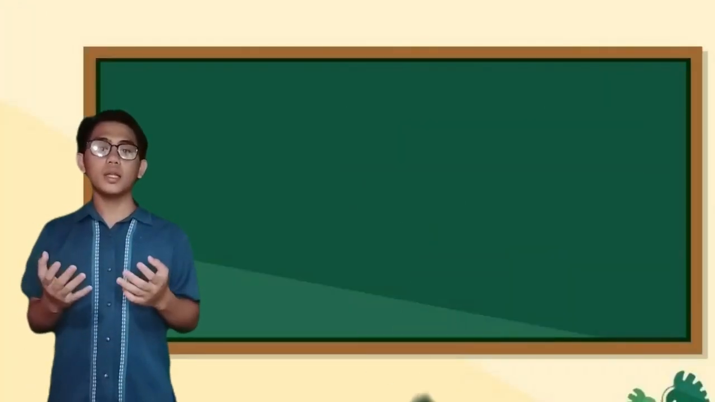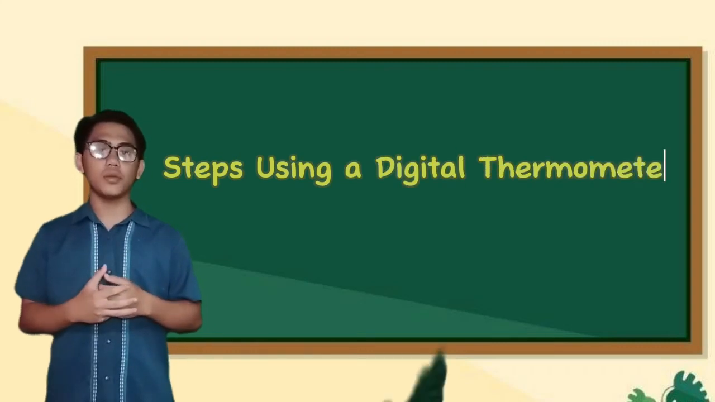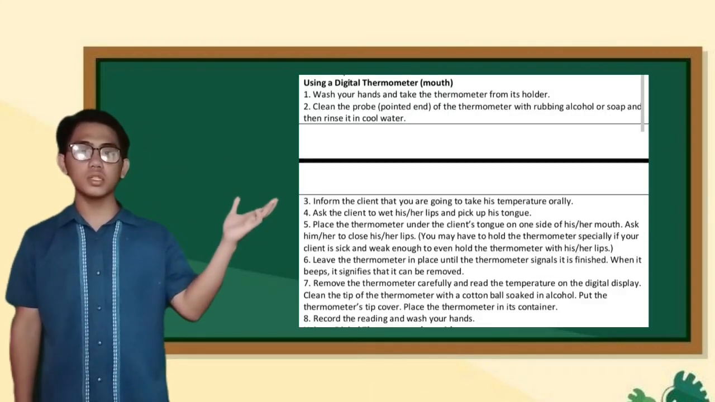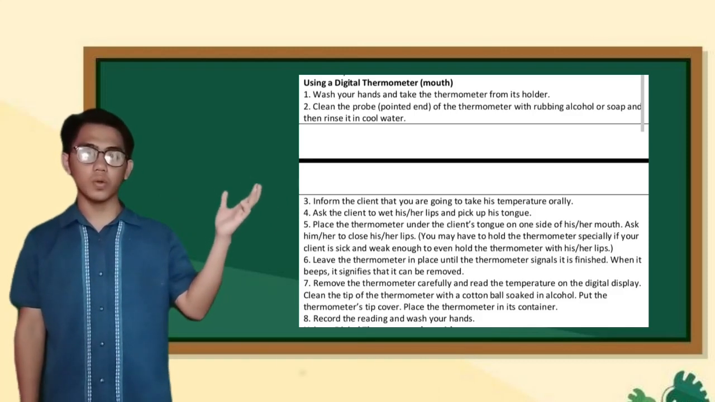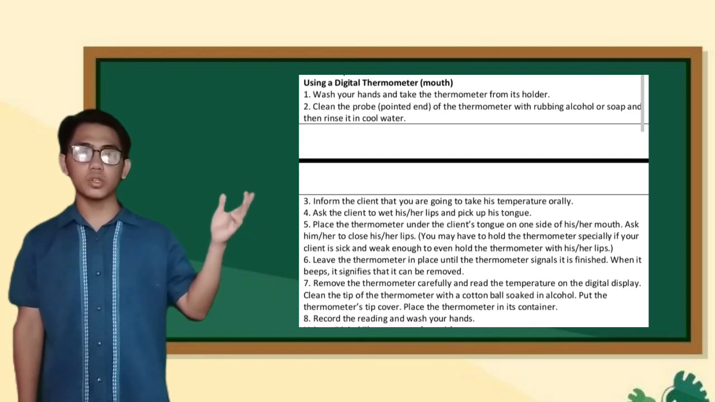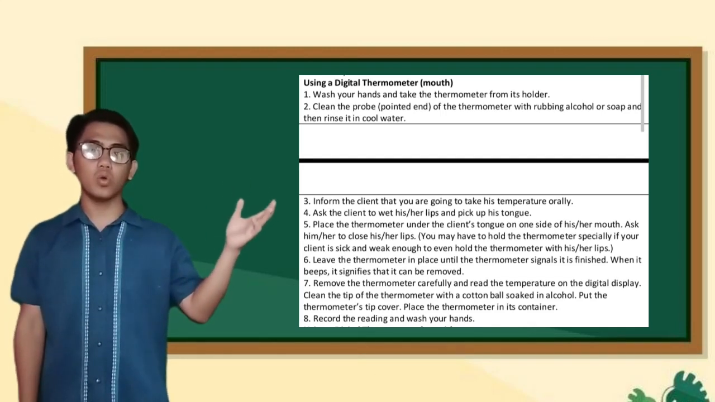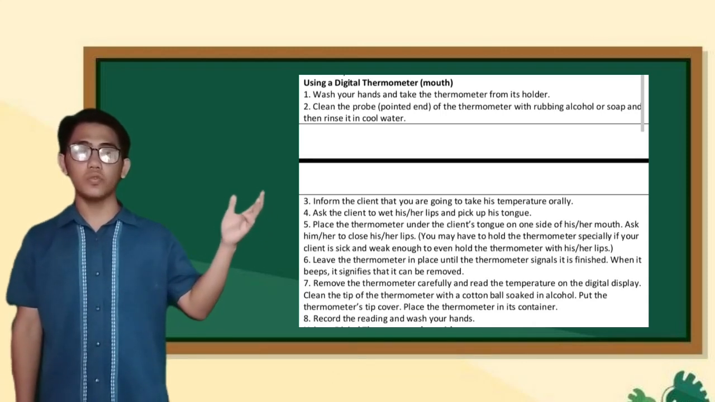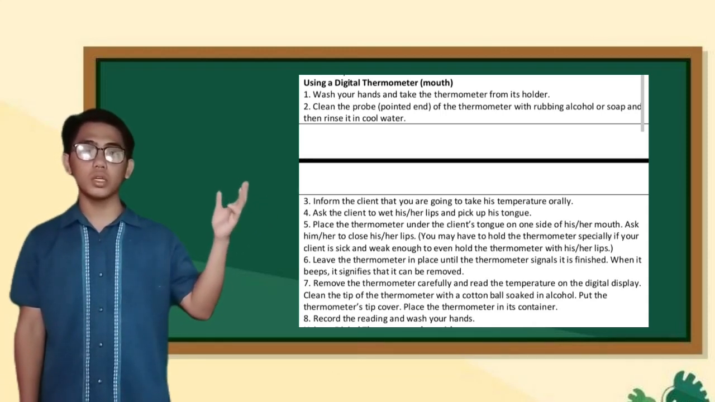Okay, next, let us know the steps using a digital thermometer on the mouth. So first, wash your hands and take the thermometer from its holder. Second, clean the probe, the pointed end of the thermometer, with rubbing alcohol or soap and then rinse it in cold water. Third, inform the client that you're going to take his temperature orally.